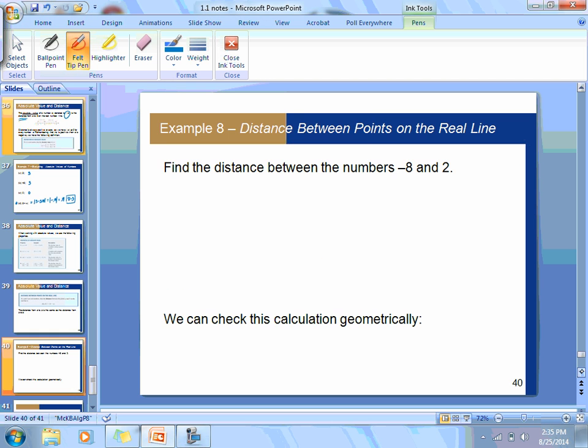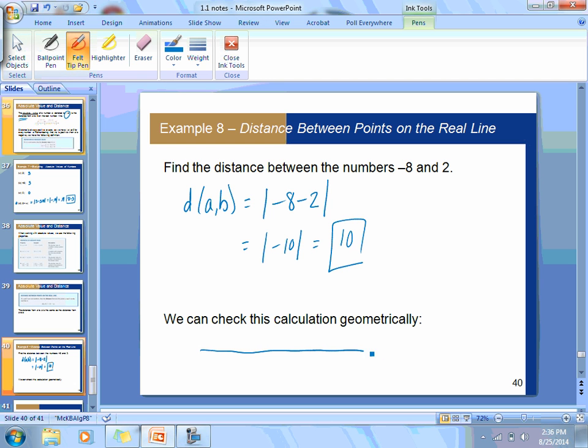So that's our last example here, finding the distance between the numbers -8 and 2. If we're going to use that equation that was on the previous page, we would take our -8 minus 2, take the absolute value of that. You have to simplify inside the absolute value bars first before you take the absolute value. So our absolute value, or the distance between those two numbers, is 10. And you can verify that graphically. You probably don't have to use the formula to even get that answer.